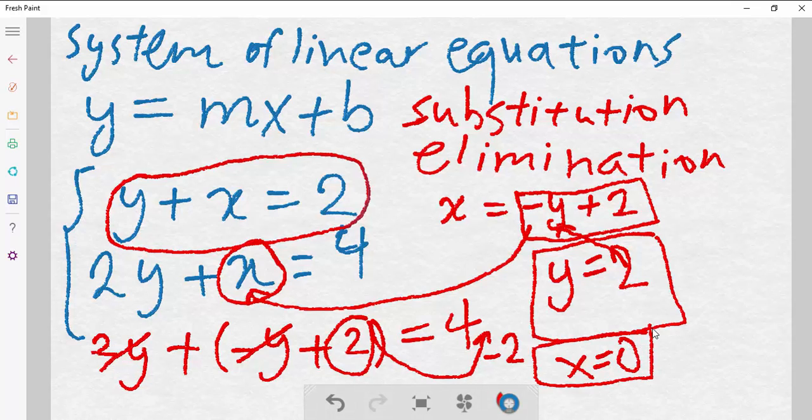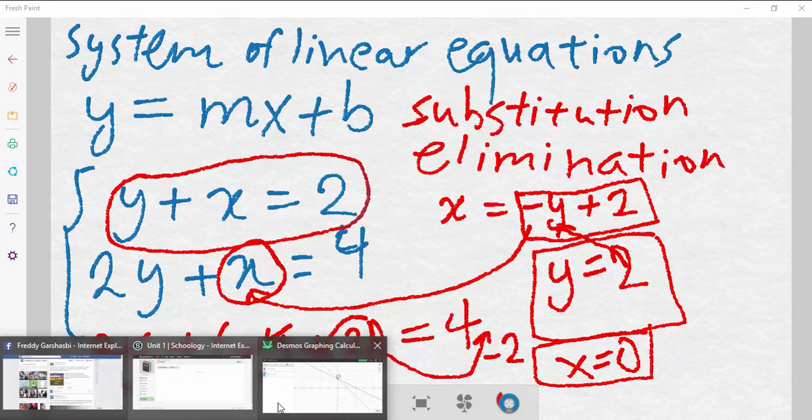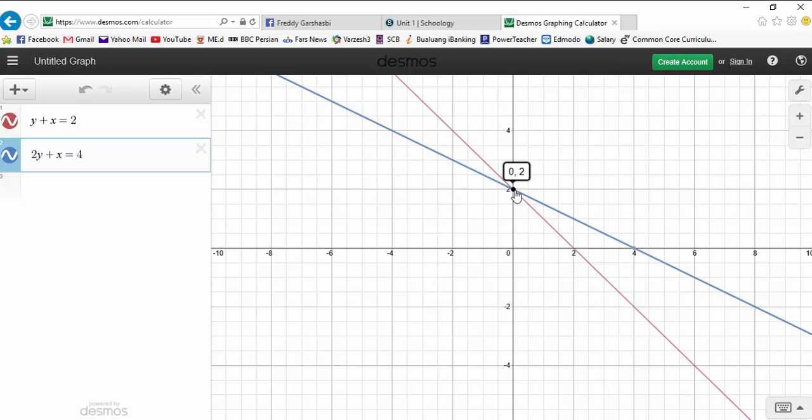So the solution for this system of linear equations is the point with coordinates x, 0 and y, 2. And we saw that in our graph too. As you can see, the solution is 0 and 2.